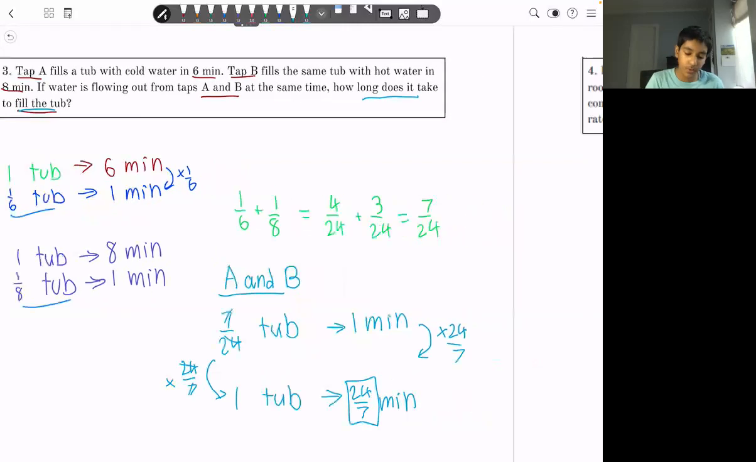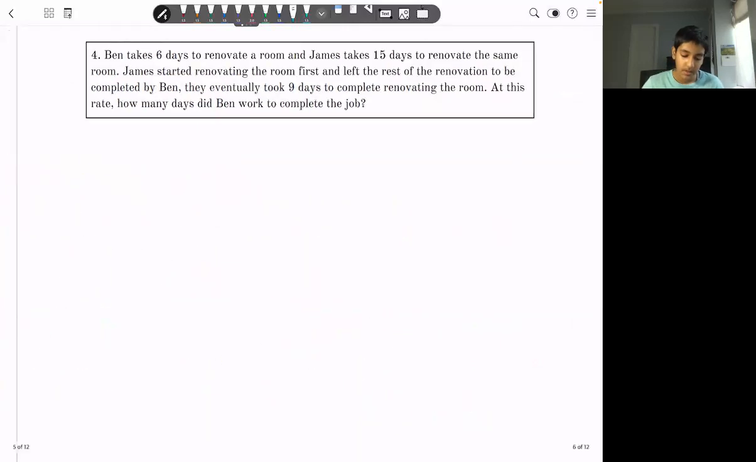Okay, let's move on to number 4. Ben takes 6 days to renovate the room, and James takes 15 days to renovate the same room. James started by renovating the room first and left the rest of the renovation to be completed by Ben. It eventually took 9 days to complete renovating the room. At this rate, how many days will it take Ben to complete the job?